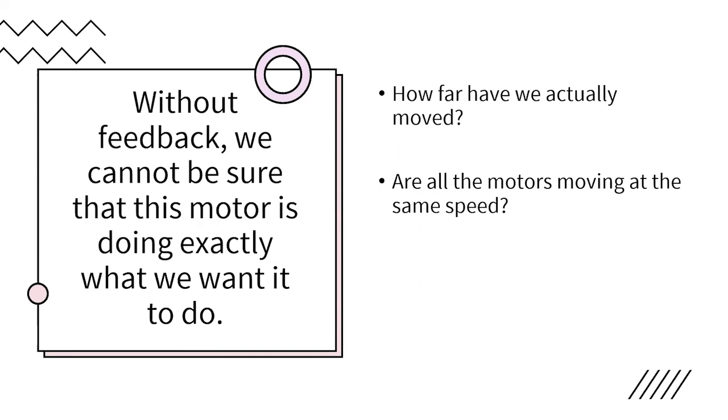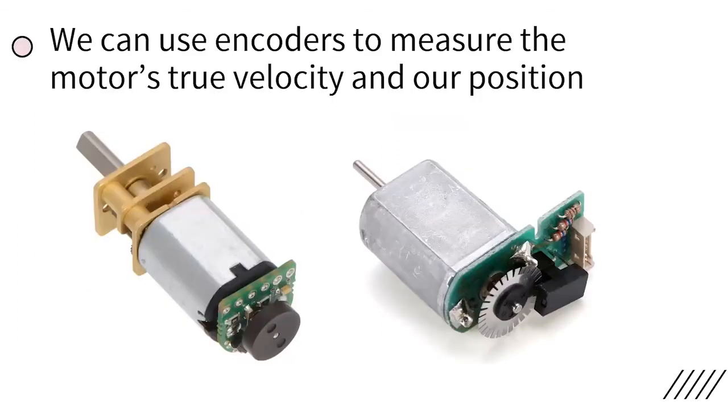So in the case of motors, we actually often use encoders. With encoders, we're able to measure both the motor's true velocity and our position. Down here, there's actually a wide variety of encoders you can use. These are just two examples. But essentially, how they most often work is you have this disc here or here that attaches to this shaft here. This shaft will rotate along with the motor shaft, and this circuit board here will essentially count the number of rotations.